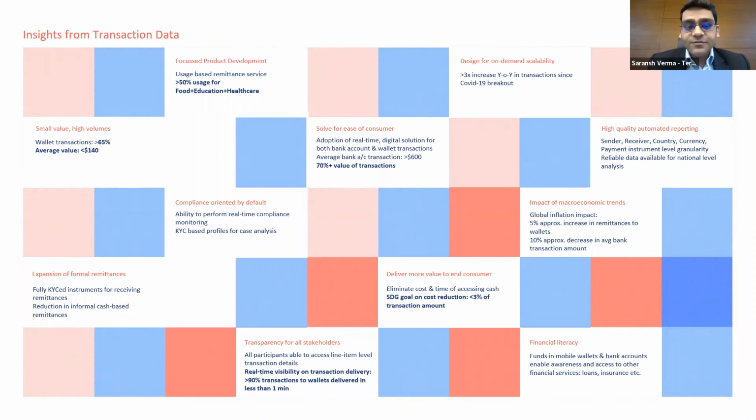In terms of transparency, the end-to-end transparency on the value chain in any digital instrument being transacted over a global network is available right from the remitter to the beneficiary. We are proud to publish our results on our ability to deliver transactions, such as more than 98% of our wallet transactions are delivered in less than 1 minute.